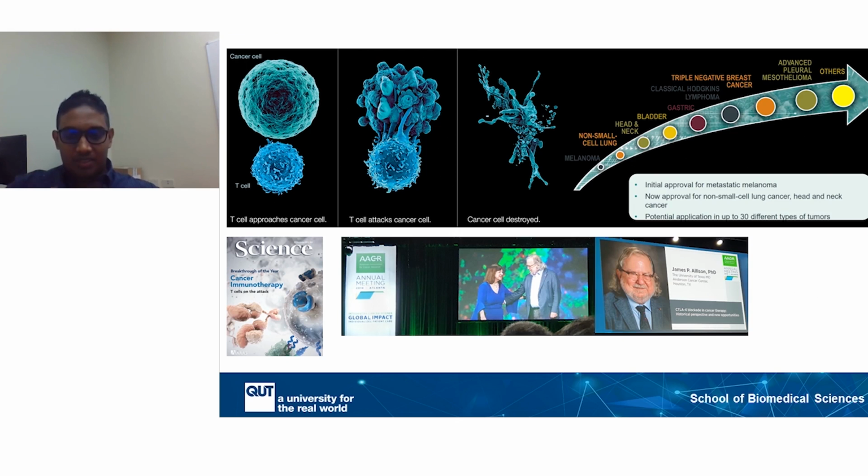That's, I think, the time when Jim Allison's work came out, and the work in CTLA4 and the science papers that came out showed that in a certain subset of patients, they did really well with immune checkpoint therapy. This was really driven by melanoma, but head and neck and non-small cell lung cancer, as you can see, were a subset of patients that benefited from this therapy.